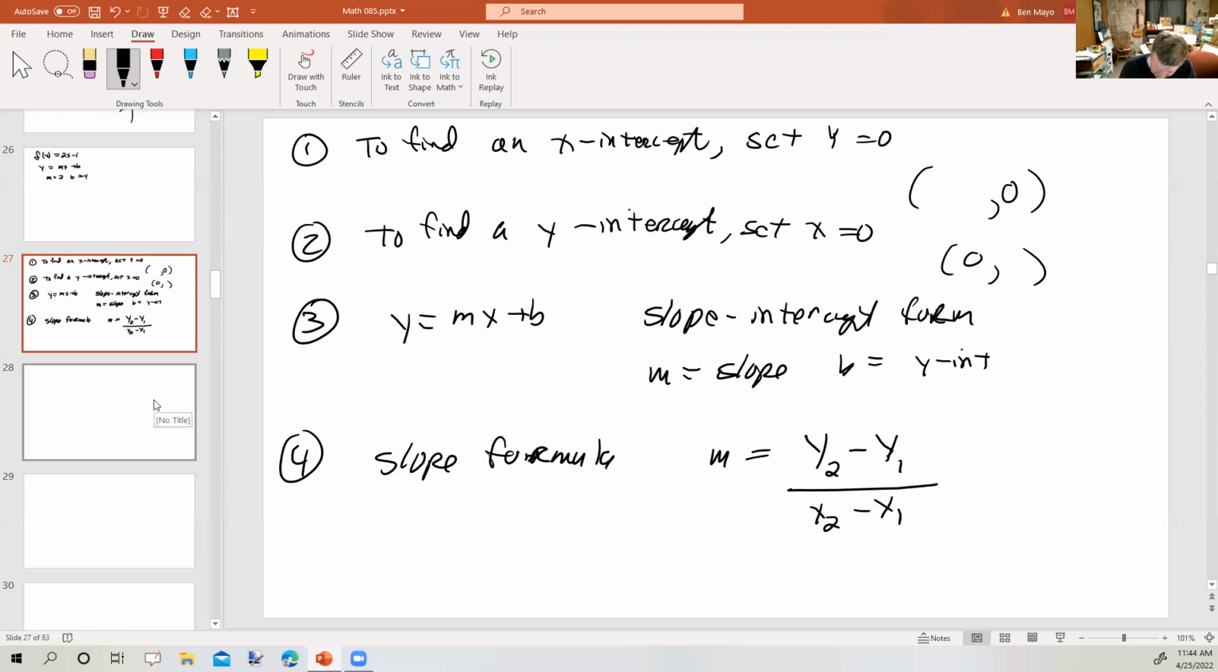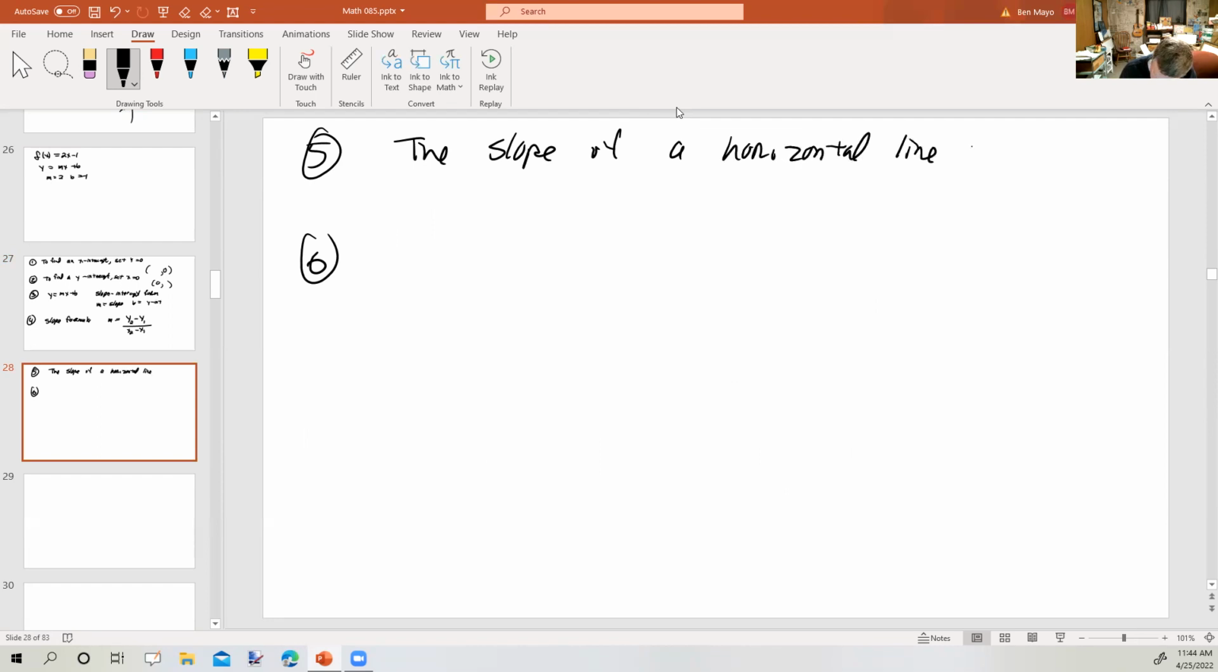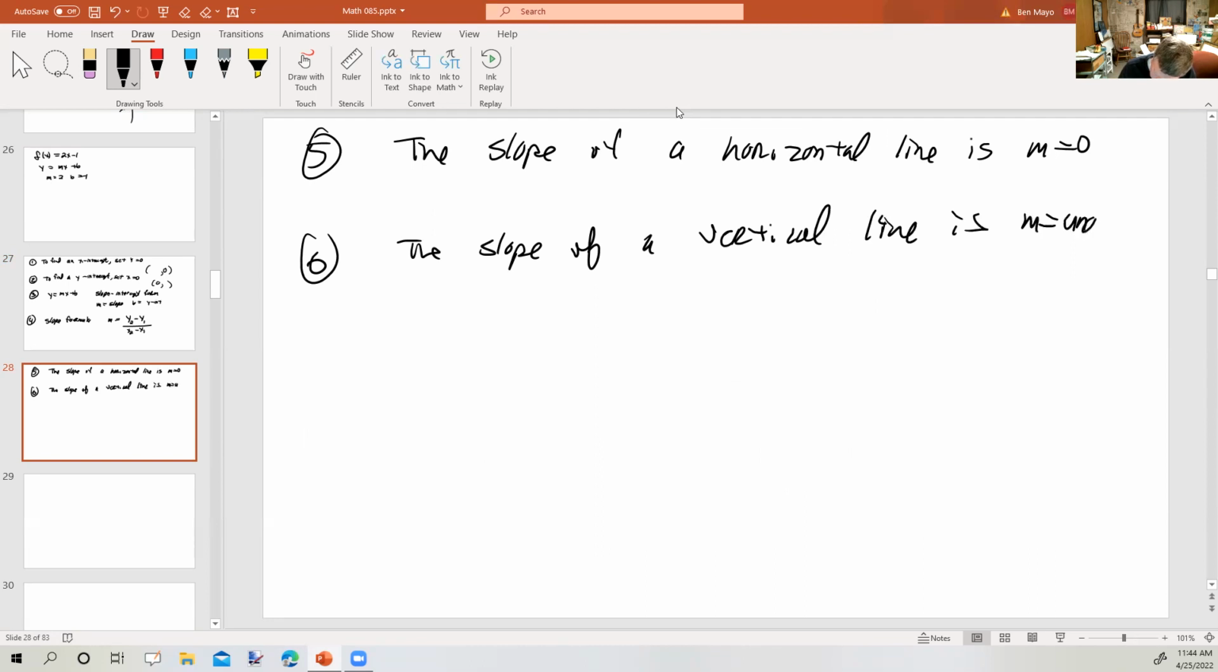Let's see, what else do we have? 5, 6, the slope of a horizontal line is 0. The slope of a vertical line is undefined. Okay.